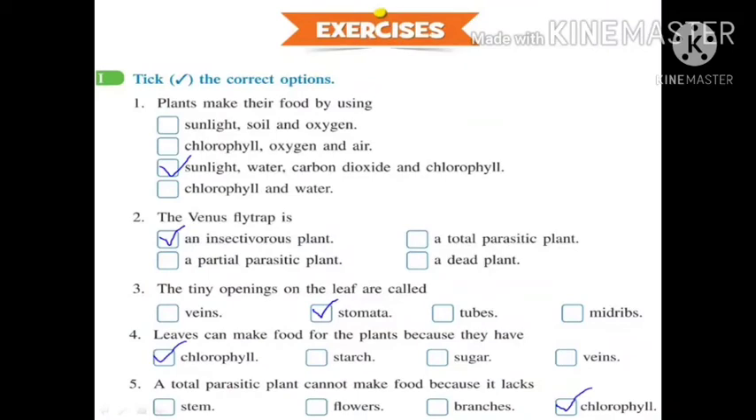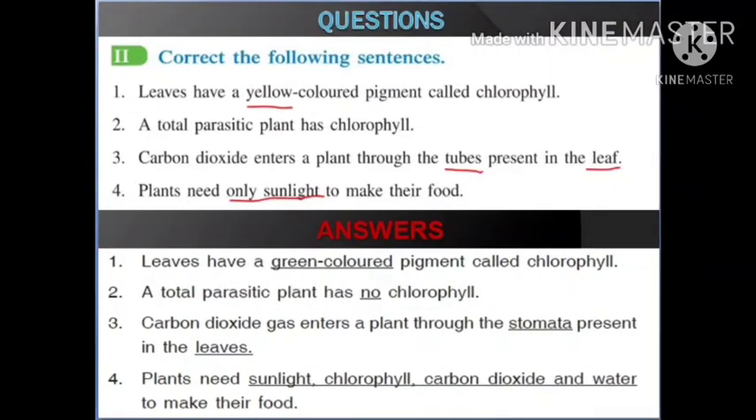Question number 1. Tick the correct options. First, plants make their food by using sunlight, water, carbon dioxide and chlorophyll. Second, the Venus flytrap is an insectivorous plant. Third, the tiny openings of the leaf are called stomata. Fourth, leaves can make food for the plants because they have chlorophyll. Fifth, a total parasitic plant cannot make food because it lacks chlorophyll. Now let's go to the second question.